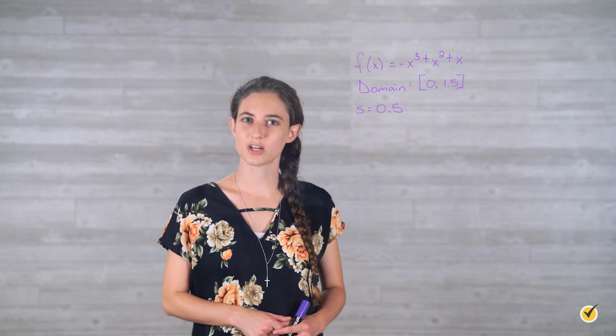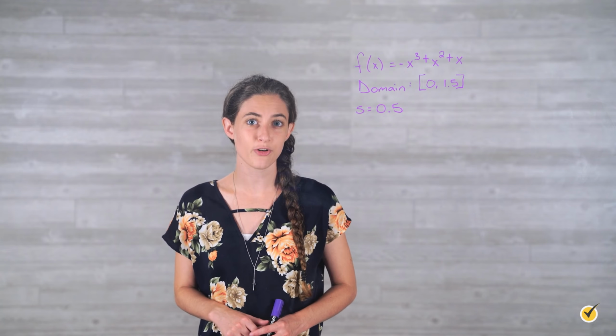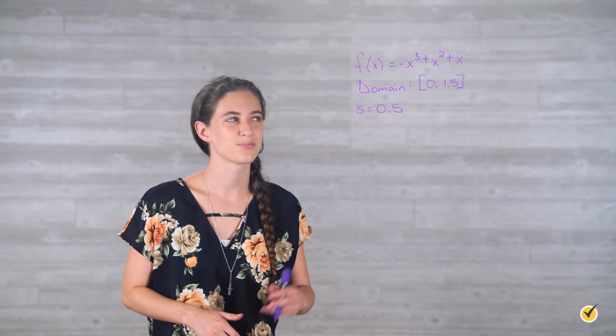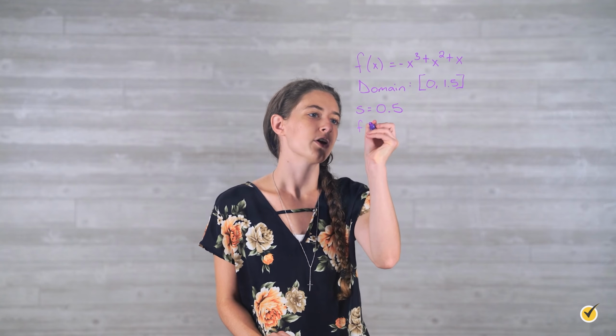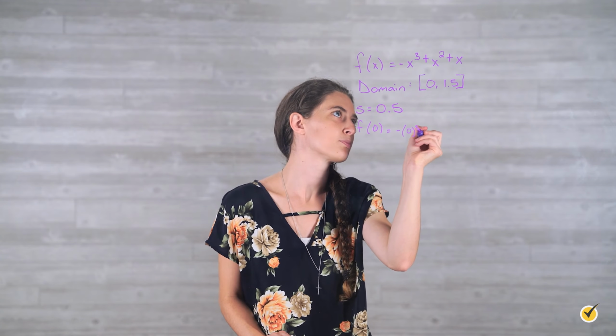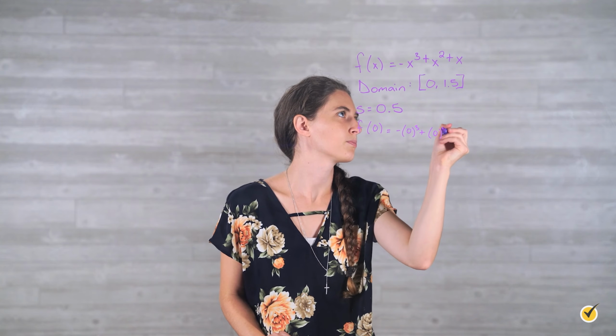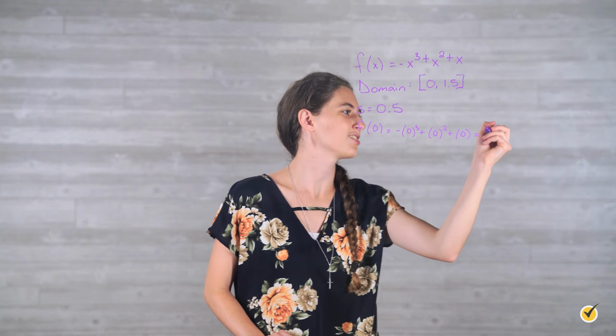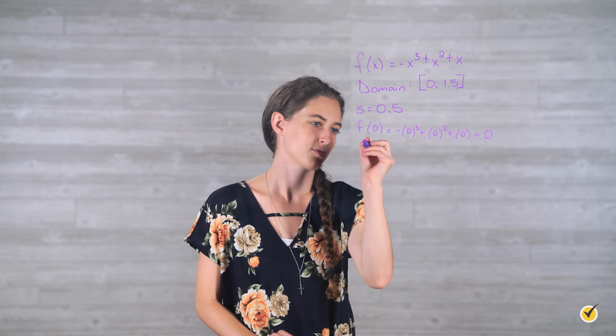To find the areas of each trapezoid, we'll need the values of f of 0, f of 0.5, f of 1, and f of 1.5. So let's go ahead and calculate those now. So f of 0 is equal to negative 0 cubed plus 0 squared plus 0, which is all equal to 0.